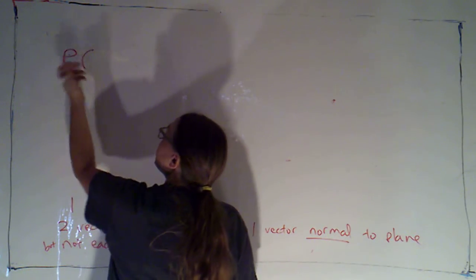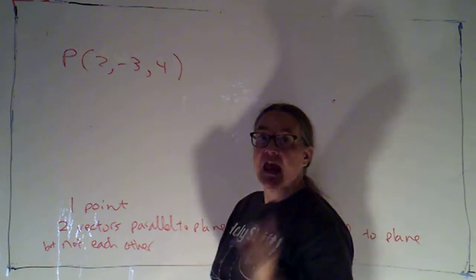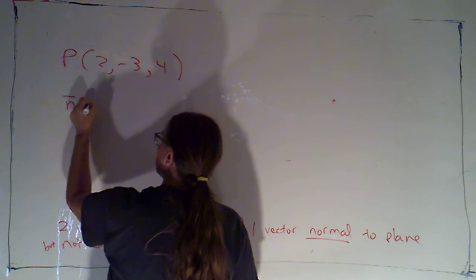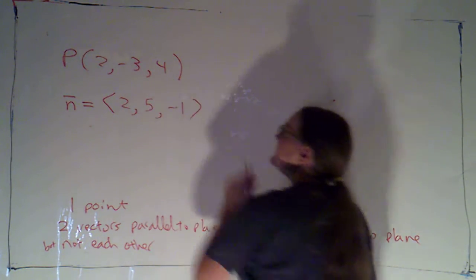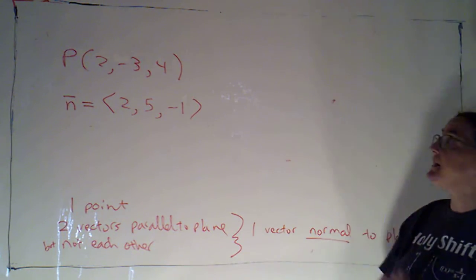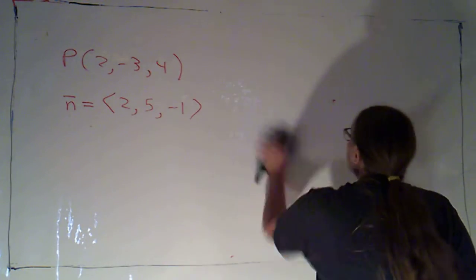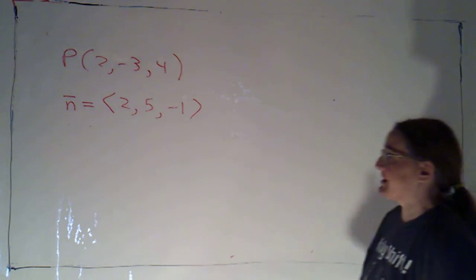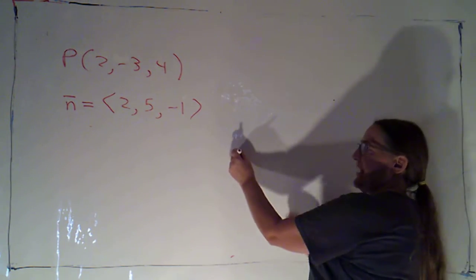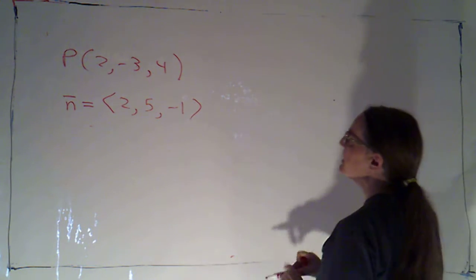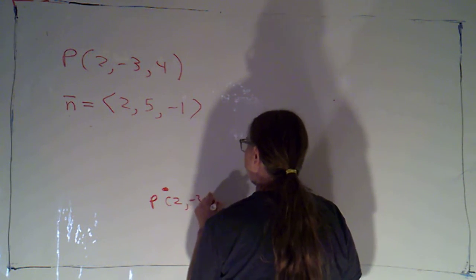Let's suppose I have the point P, (2, -3, 4). And let's suppose that my normal vector, which I'll call n for normal, is (2, 5, -1). And I would like to come up with an equation for that plane. Just to illustrate this, let's suppose that that plane is this whiteboard right here, so that the normal vector n is coming straight out. So I've got this point P here, (2, -3, 4).